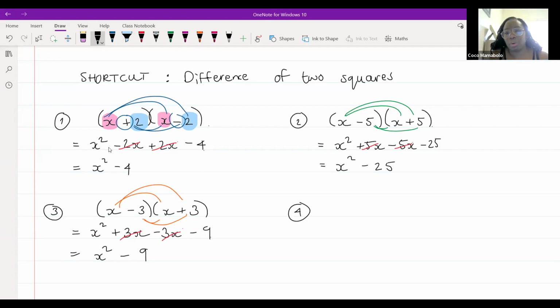So if we think about number 4, x minus 7 and x plus 7. We don't really need to worry ourselves with what's going to happen in the middle. I already know that my first number is going to be x times x, x squared. My last number is going to be negative 7 times positive 7, which is negative 49. And I don't even have to worry about what happens in the middle, because I know that positive 7x and negative 7x will cancel each other out.